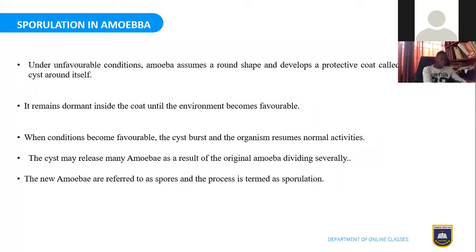And the name of that protective coat is called cyst. Are you okay? So when the amoeba forms that cyst around itself, the parent amoeba becomes inactive. It becomes dormant. Dormant means that it is dull. It is not working. It is not dead too. If I say you are dormant, you are not dead, okay?